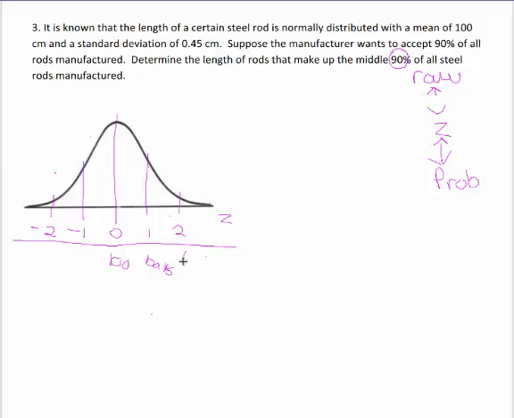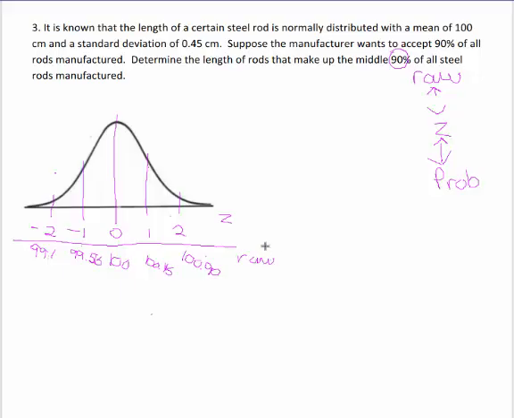The next one's going to be 100.90. And then if you go backwards on the other side, you're going to get 99.55. And then the next one is going to be what? 99.1. Okay, so there's my raw data.